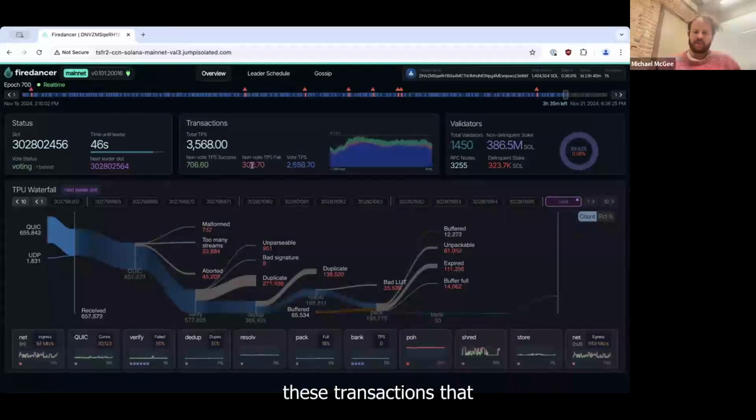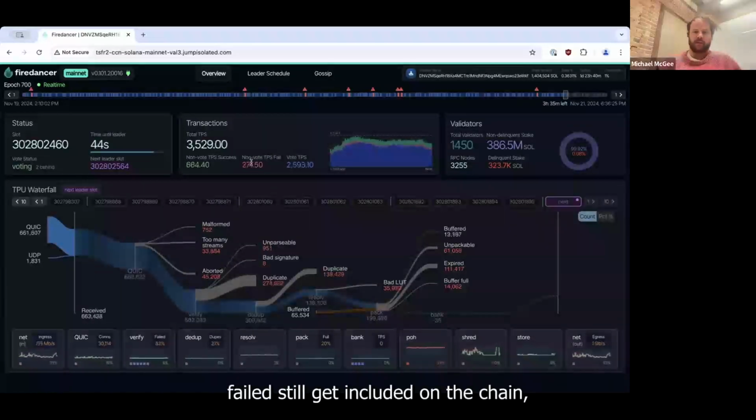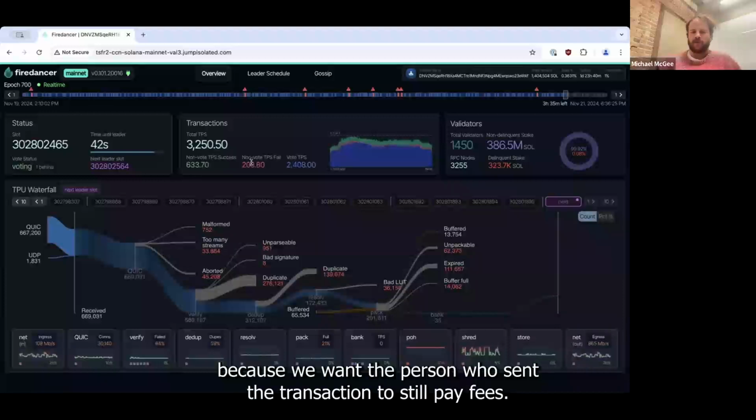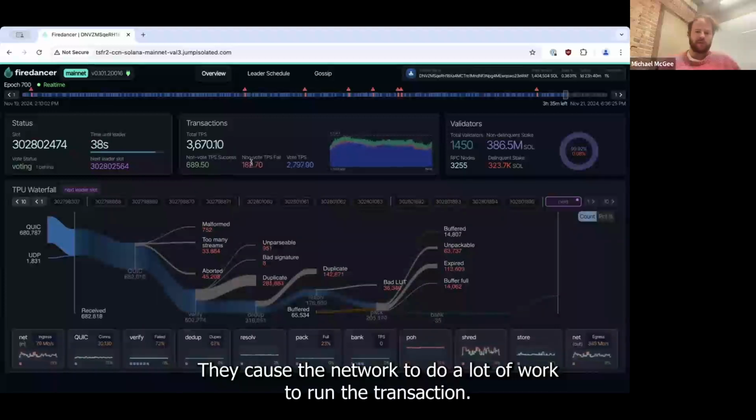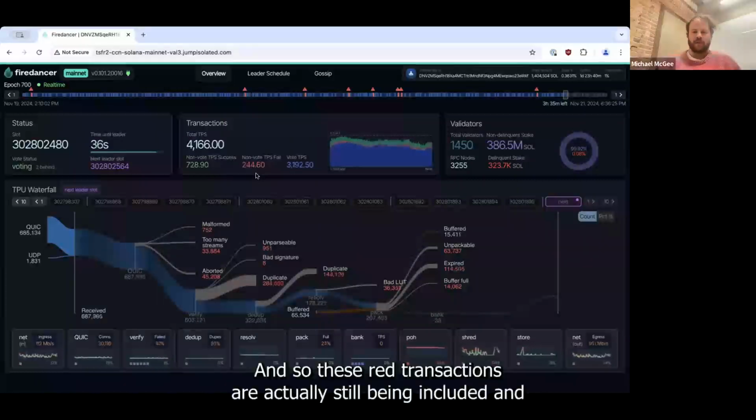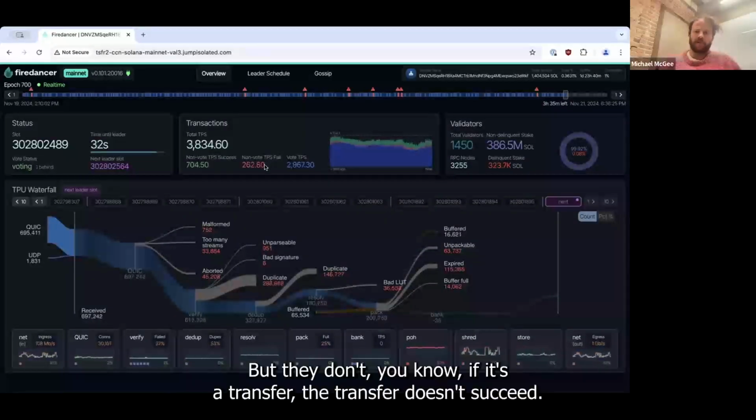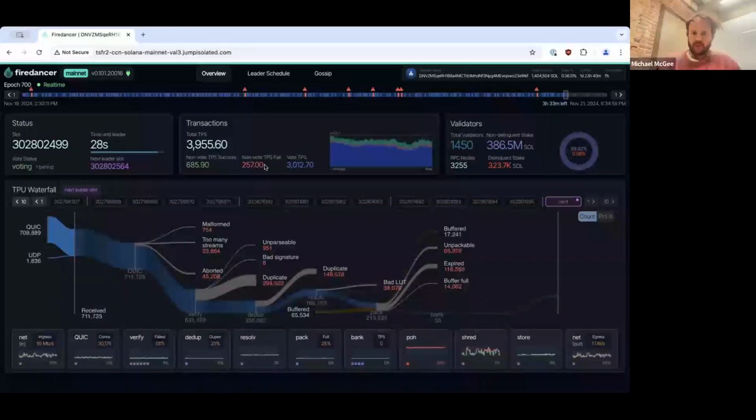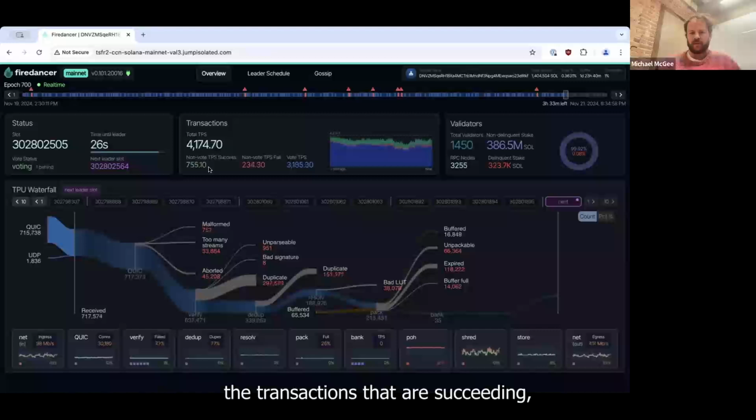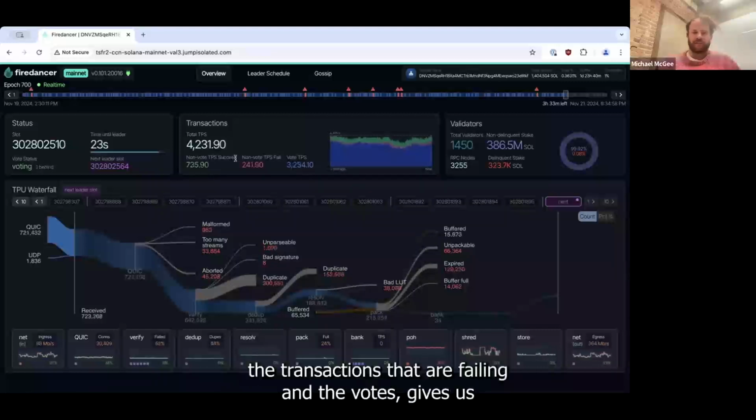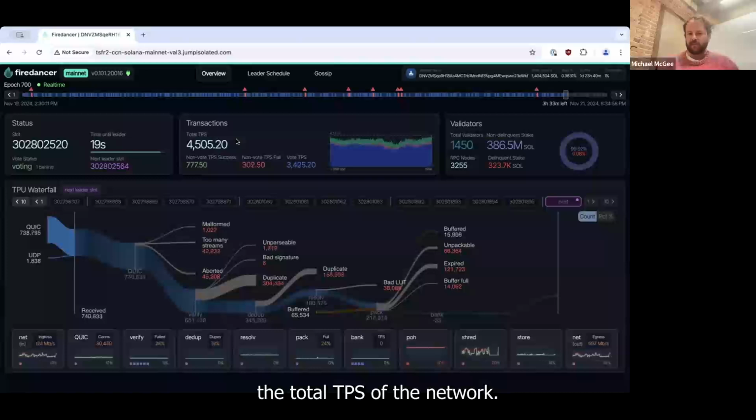It failed. These transactions that fail still get included on the chain because we want the person who sent the transaction to still pay fees. They cause the network to do a lot of work to run the transaction. And so these red transactions are actually still being included, they're being processed, but if it's a transfer, the transfer doesn't succeed. So the sum of these three, the transactions that are succeeding, the transactions that are failing, and the votes gives us the total TPS of the network.